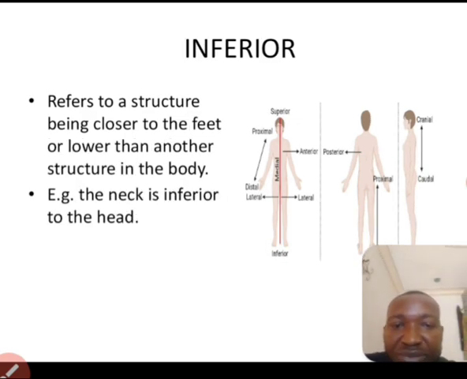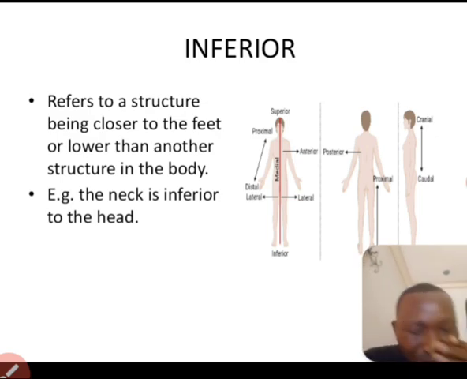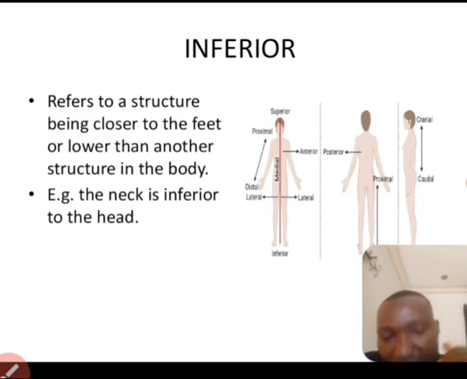Inferior refers to a structure being closer to the feet or lower than another structure in the body. Example, the neck is inferior to the head. There are so many other structures. Just write them in the comment section, the structures that are inferior to another.